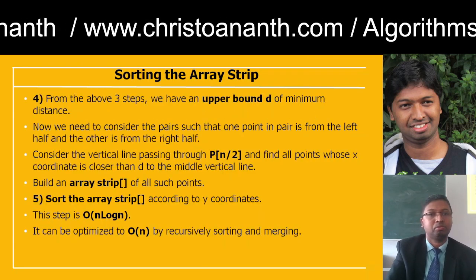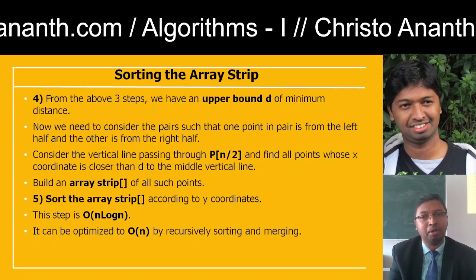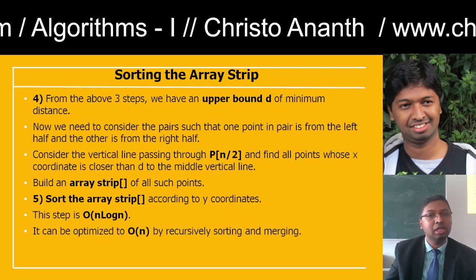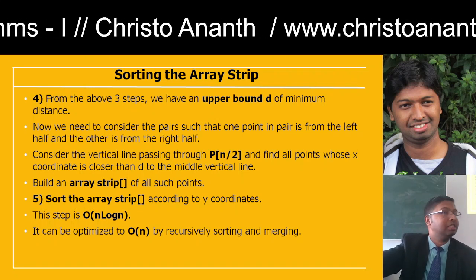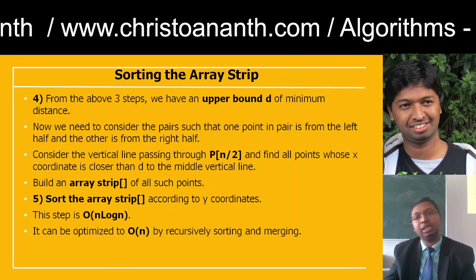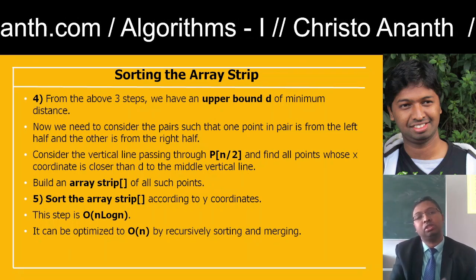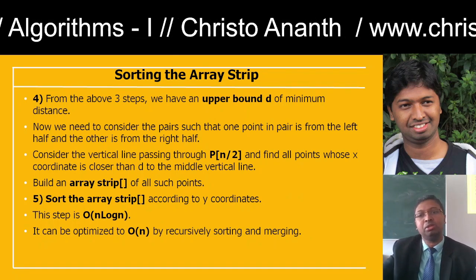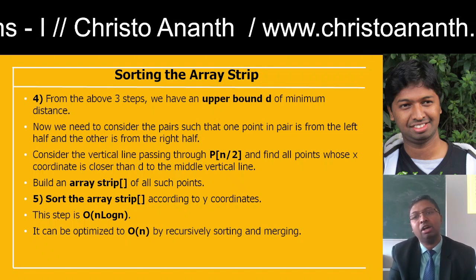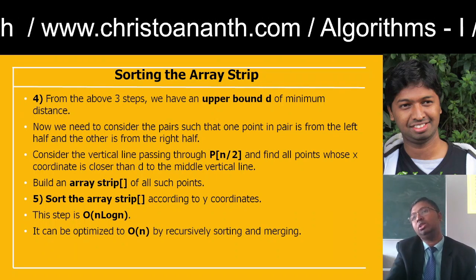From these steps you find the upper bound d of the minimum distance. Here we have to consider the pairs such that one point in the pair is from the left half and the other from the right half. You have to draw a vertical line passing through n/2, and find all the points whose x coordinate is closer than d to the middle vertical line.